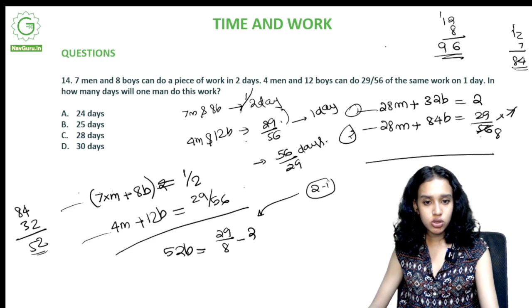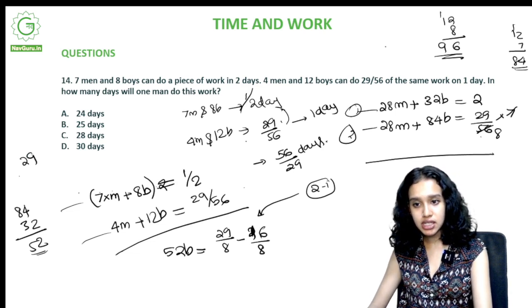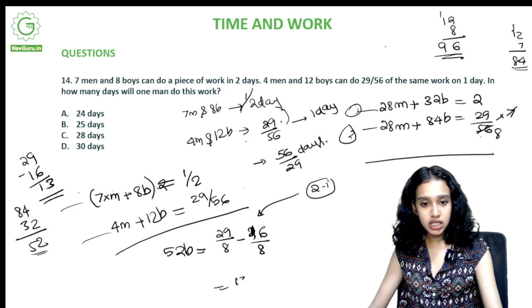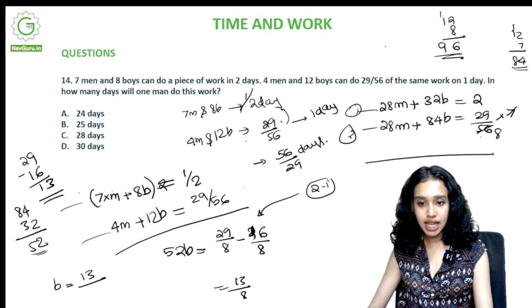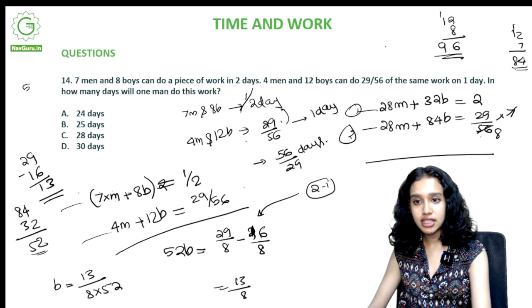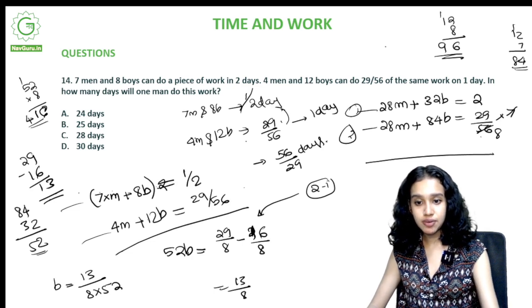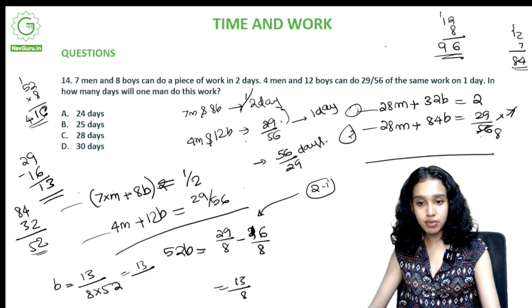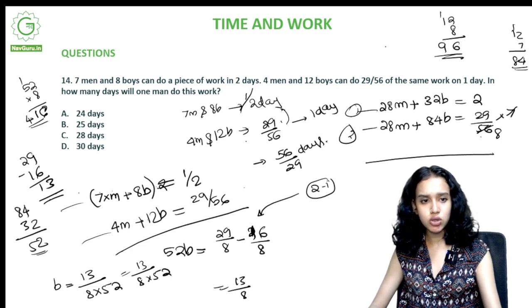We'll convert the denominator into 8. 8 into 2 is 16 by 8. Now 29 minus 16 is 3 and 1. We have 13 by 8. So b is equal to 13 by 8 into 52, right? Now 52 into 8 is 8 2s are 16, 5 8s are 40 and 4 1 6. So we have 13 divided by, we'll just write it as 8 into 52.